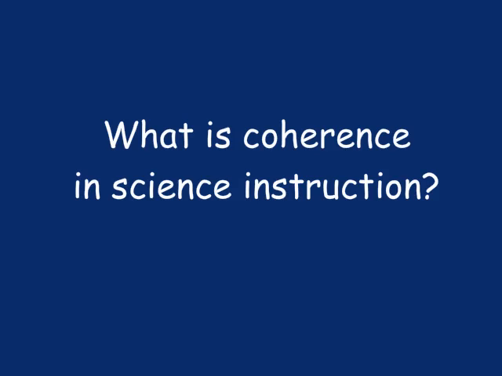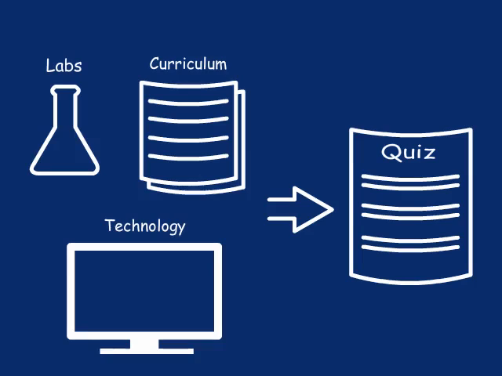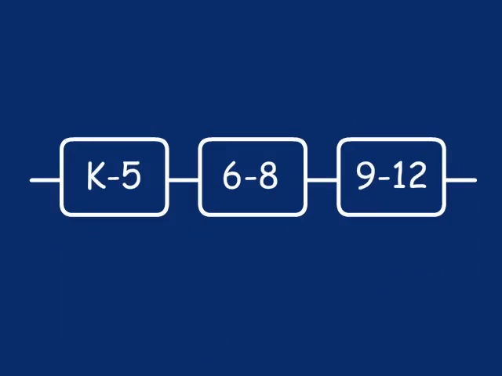What does coherence in science instruction mean? Instructional coherence can have several different meanings. Coherence can mean the alignment of components of instruction, that is, ensuring that the nature of the assessment reflects the approach to content and pedagogy. Coherence can occur across grade levels, building conceptual understanding from one grade to the next.